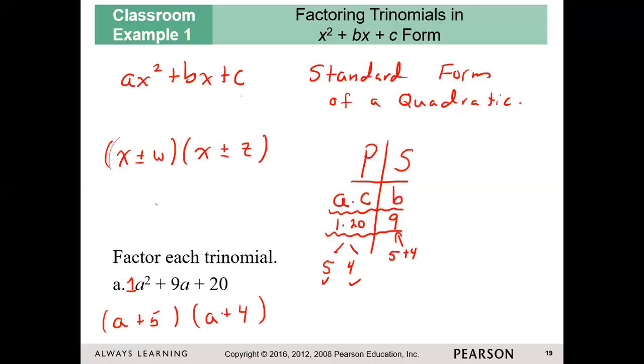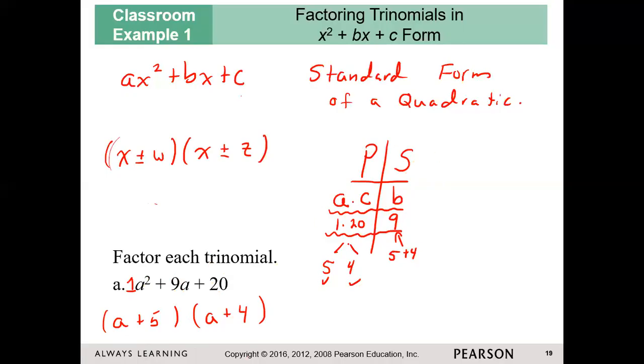If you did the FOIL method, you would get a squared, bam, 5a, 4a. When you add those together, you get 9a, and then 5 times 4 is 20. So factoring using this product sum method, some teachers used to do guess and check and things like that. I try not to do anything that deals with the word guess, right? I want to be able to systematically get my answer every single time. So this product sum method allows me to do that.